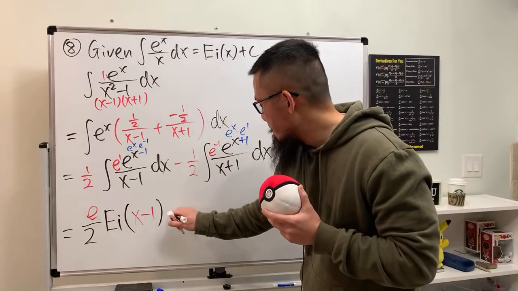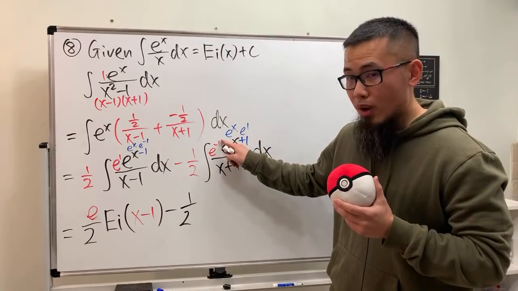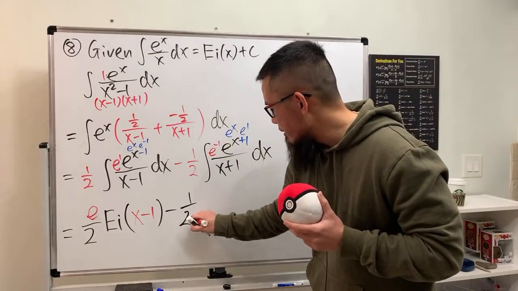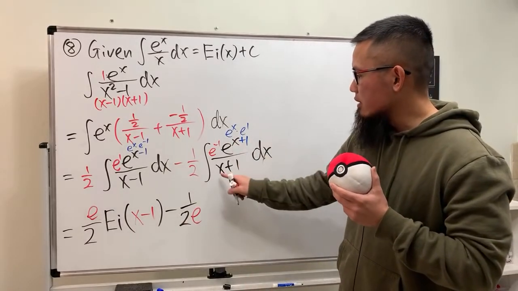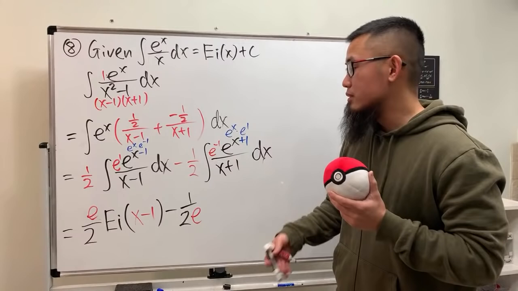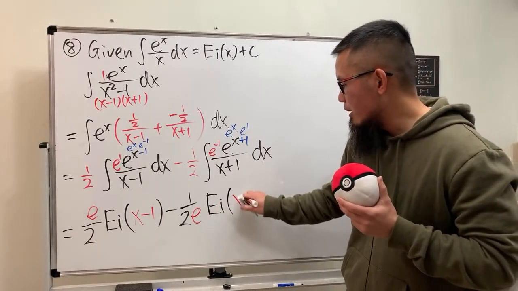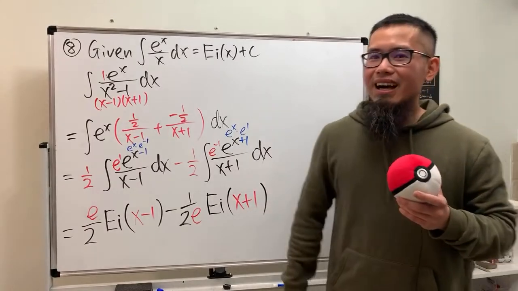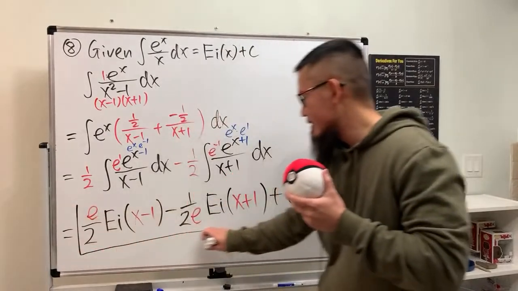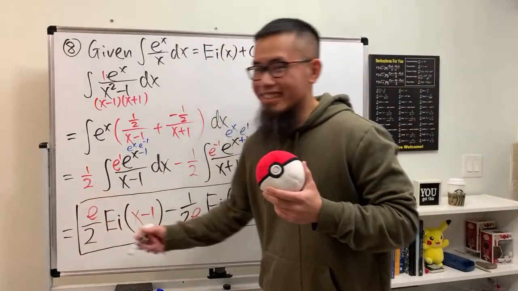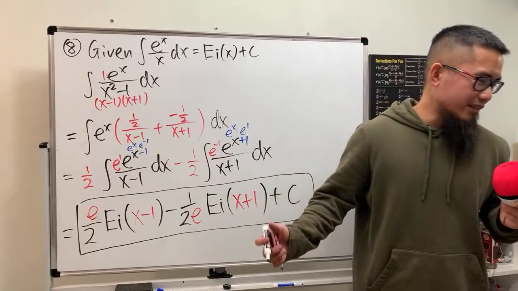Secondly, we have the minus 1/2, and here we have e to the negative 1. Let's bring that down to the denominator. E to the x plus 1, do a u-sub. Same idea, we get the exponential integral of u, which is x plus 1. And then, we are all done. Put down plus c. Of course, this is it, right? So take a look and let me know if you guys have any questions.